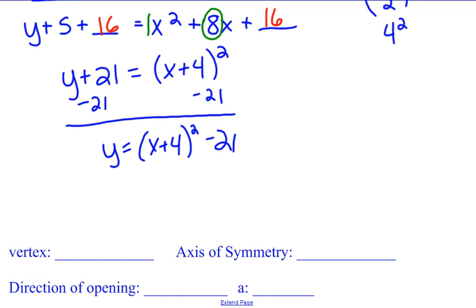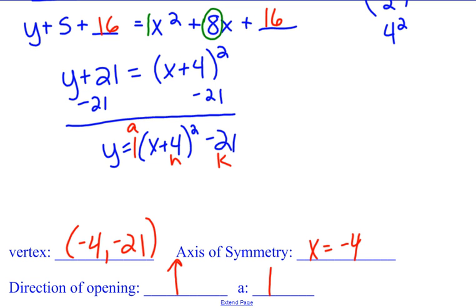So now if I was asked to name the vertex, which I am, right? My vertex here, I have my a value right here, it's 1. Here's my h, and here's my k. So my vertex would be negative 4, negative 21. Axis of symmetry would be x equals negative 4. My direction of opening, since a is positive, I open up, and my a value is 1. Excuse me, we could graph this, but we don't need to because we've done lots of those, so we're not going to go ahead and graph these, but we could if we had graph paper, and this one would be a little bit of a pain just because it's at negative 21.